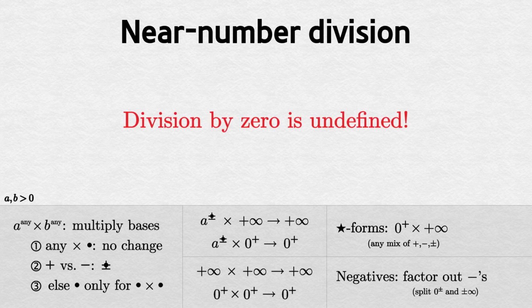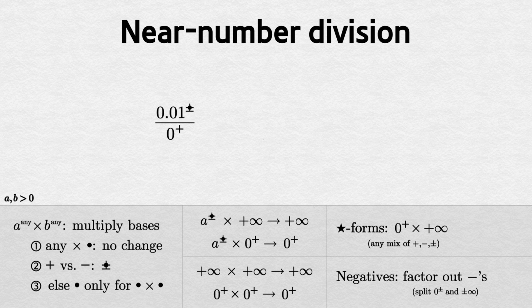Division by the number 0 is simply undefined, as 0 has no reciprocal. But we could divide 0.01 plus minus dot by 0 plus easily. If we replace division by 0 plus with multiplication by positive infinity, we see a result of positive infinity.